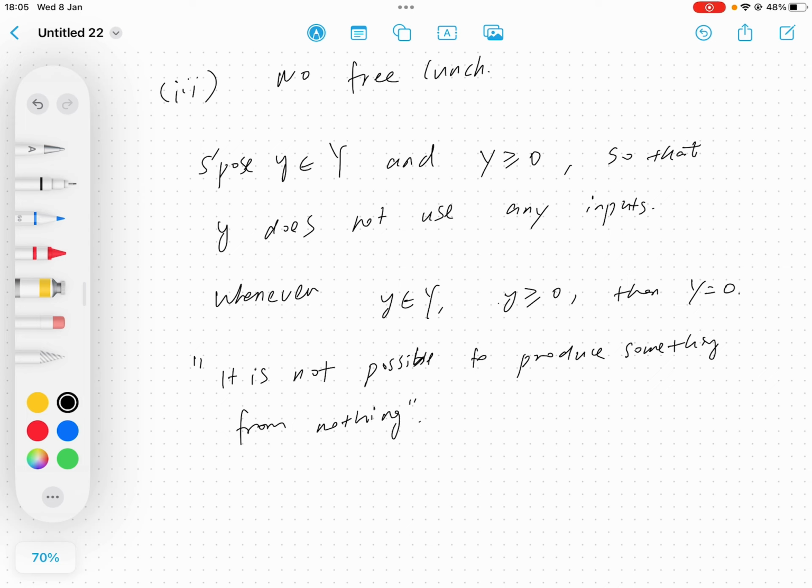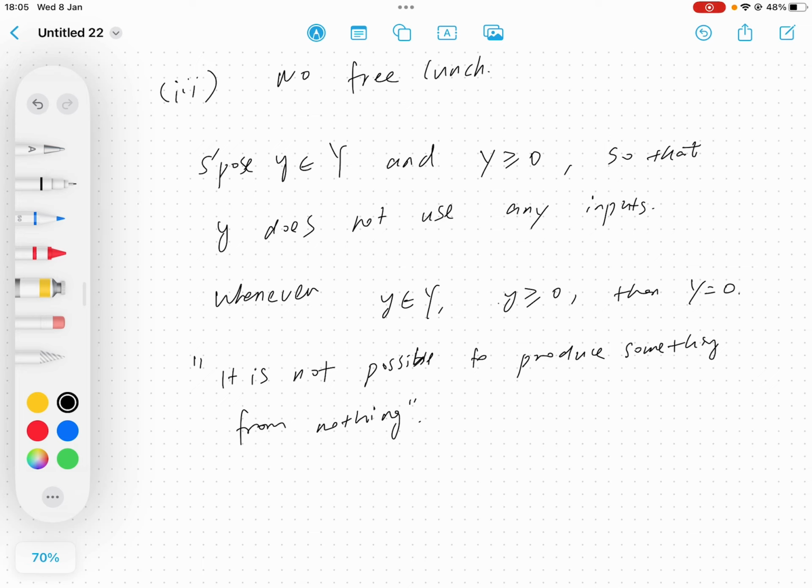Okay, so this looks like a reasonable assumption, right? But it's just economics, right? It might not be true, for example, maybe in other disciplines, but we don't know. So things might come from nothing, but we just assume that we have to use some inputs to get some output. Okay.